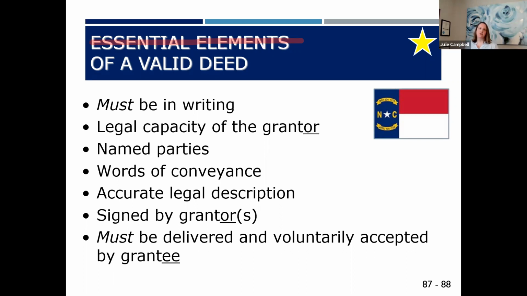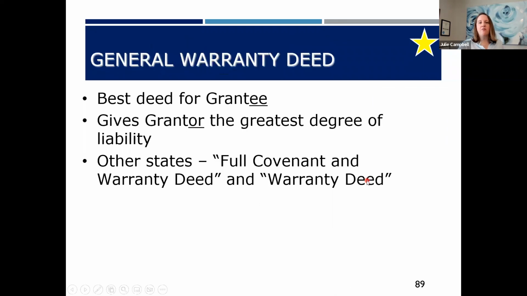So now what we're going to do is talk about the different types of deeds. There's more than one kind of deed. The first type of deed we have, probably the most commonly used, is something called a general warranty deed. We may refer to a general warranty deed as a full covenant warranty deed, or maybe just a warranty deed.